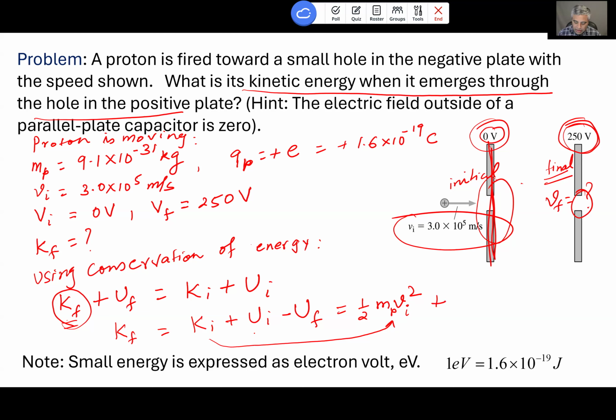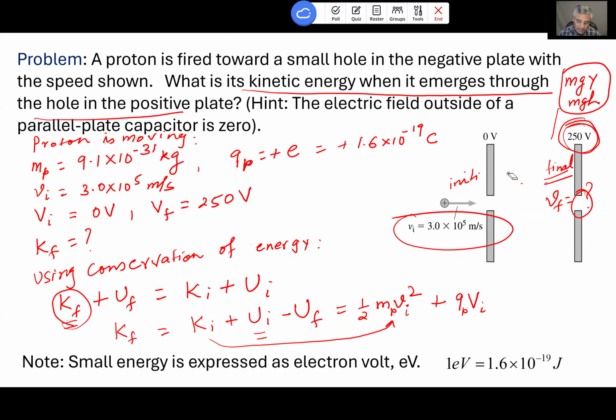And then plus, move to the initial potential energy, and we know it is given by Q times V. Just like we had a gravitational potential energy, mgy or mgh, now, instead of that gravitational, we have electric potential. How do we find that? Q times V. Okay, so that's what we write. And in this case, Q is still charge of proton. And then this is initial potential energy. And we know the initial potential energy is 0 here. So that term is going to be 0.